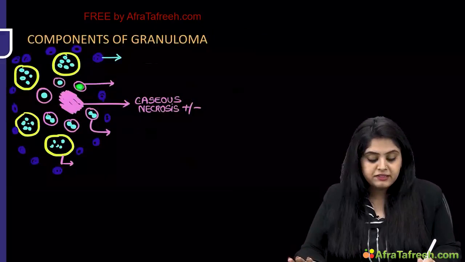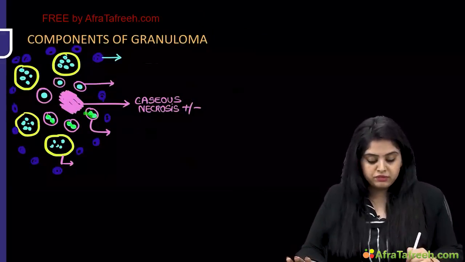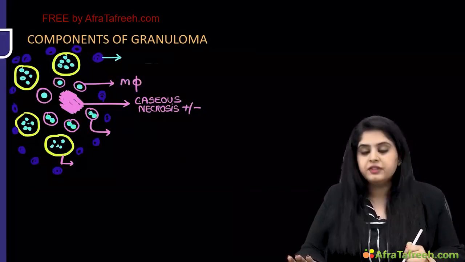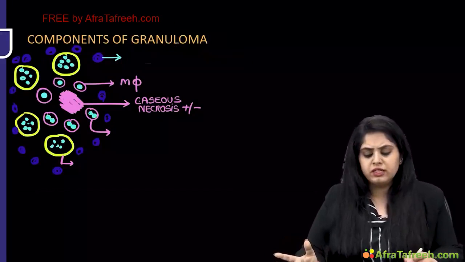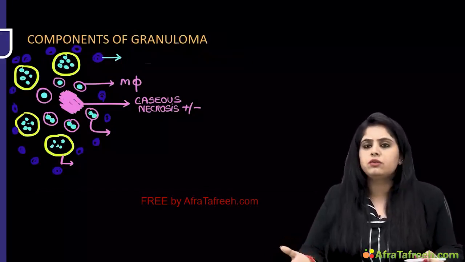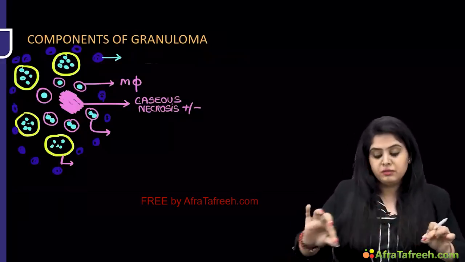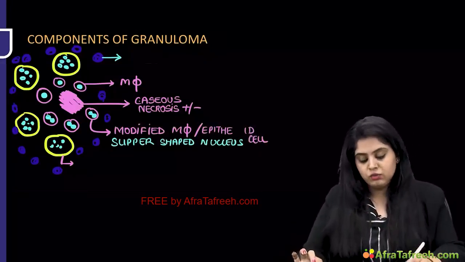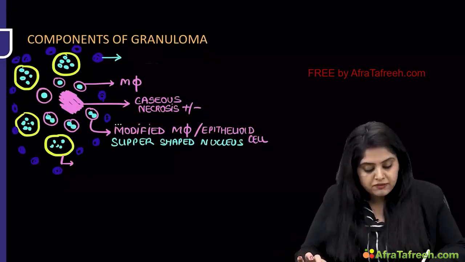I see some cells have a round nucleus. Some cells have a long, slipper-shaped nucleus. So what is that round nucleus? The round nucleus is a macrophage. Chronic inflammation is basically going to mean macrophage. So I can see a macrophage, round nucleus. When the nucleus becomes long, that is known as a modified macrophage.